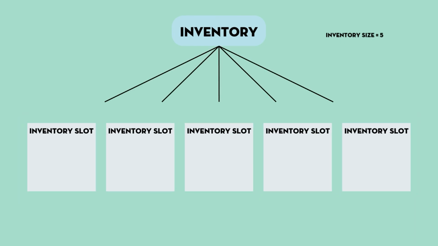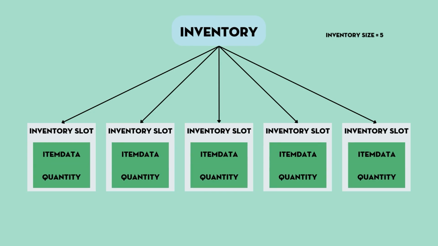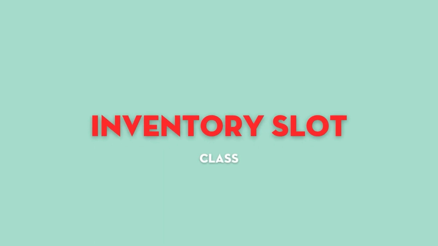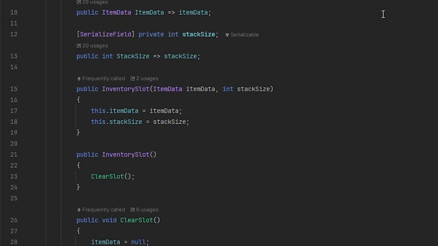So I will create a class, InventorySlot. This class will be the place to store the item and its quantity. Now let's dive into the implementation of the InventorySlot class. This class is a normal C# class. Inside, I have two variables, ItemData and stackSize. There are initialization functions to create a new slot.